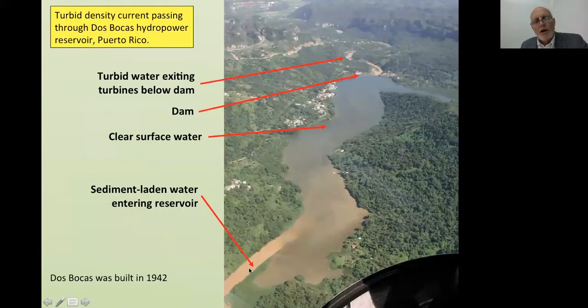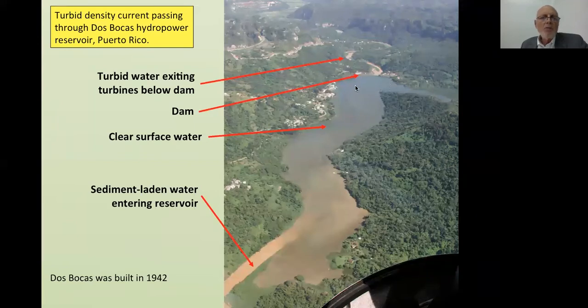Here's a photograph of a small hydropower reservoir in Puerto Rico. This is Dos Bocas, showing the turbidity current coming into the reservoir, running along the length of the reservoir and being released through the turbine. See the water that's orange downstream of the dam? So these do happen. It is a real phenomenon, and they can help reduce the rate of sedimentation.